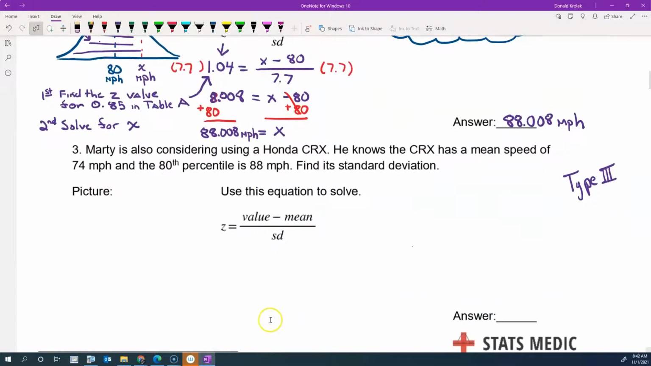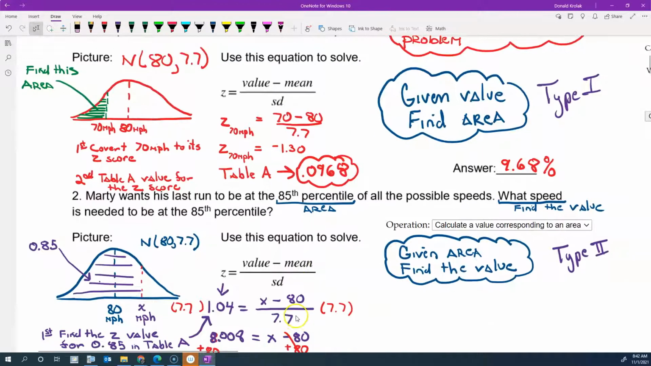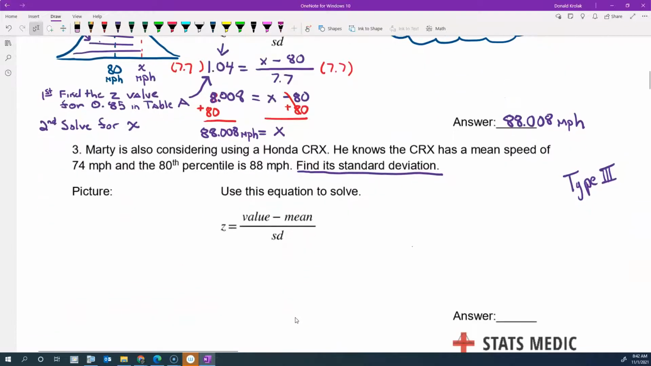Okay, so the last type. So Marty's changing his vehicle. He's going to use a Honda CRX. He knows that the CRX has a mean speed of 74 and the 80th percentile is 88. Now this question is find its standard deviation. So this is different than the previous two problems. Okay, so the type 3 problem is find the mean, or in this case, the standard deviation.